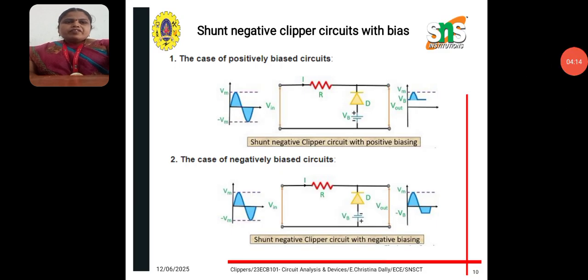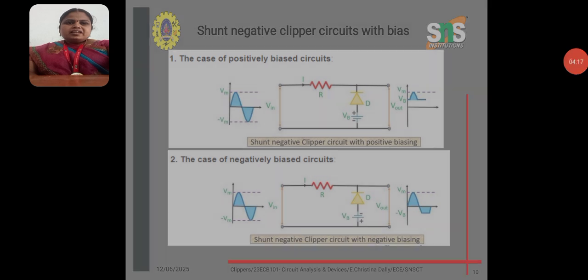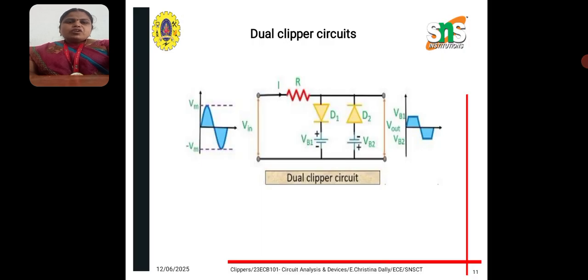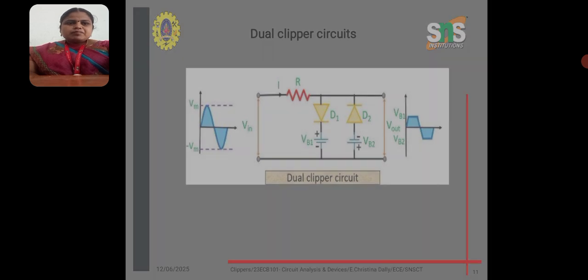In the case of the negative biased, we have the reverse operations. The next one we are going to see is the shunt negative clipper. What do we mean by a dual clipper? We go for two diodes. One is forward biased, and the other is reverse biased. In the output, the positive side and the negative side are biased and clipped.